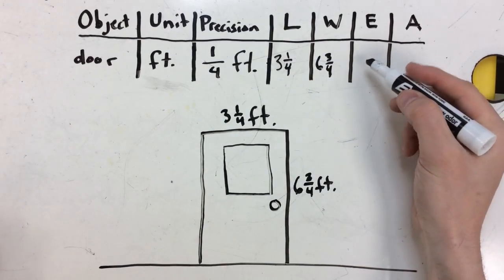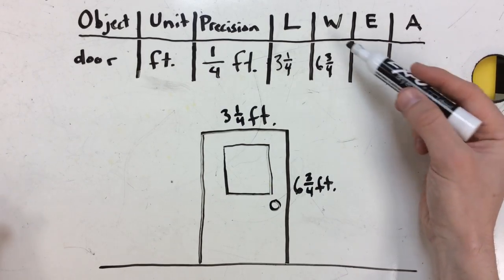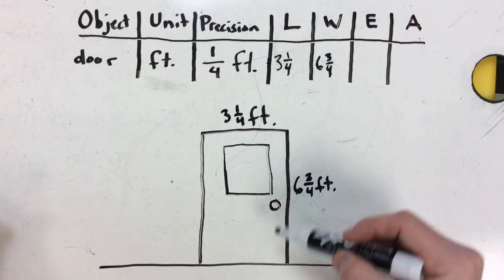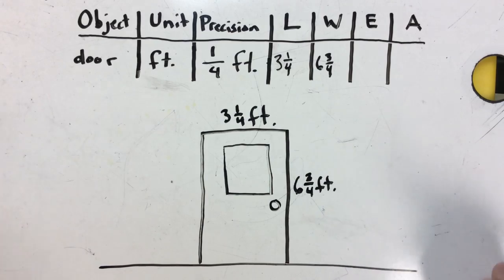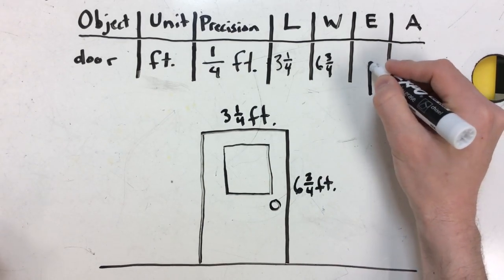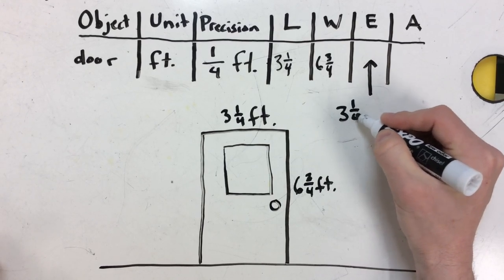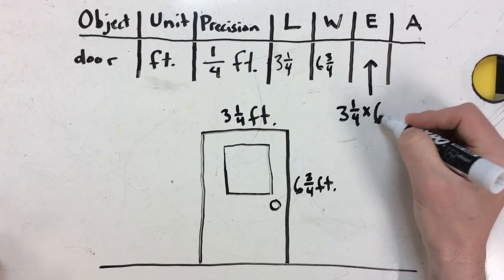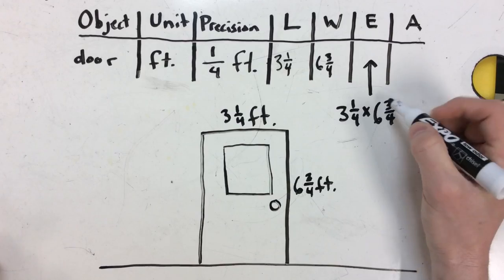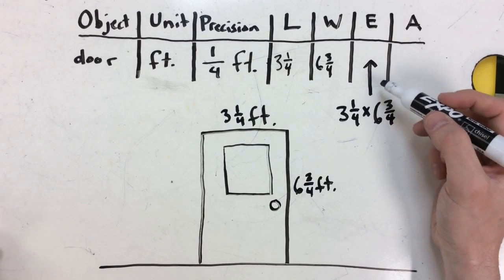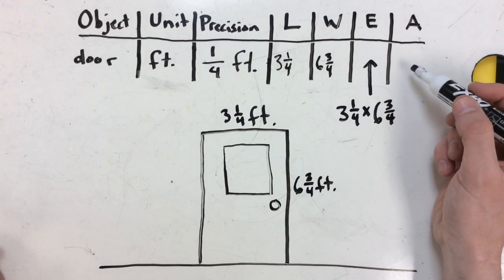Now the expression here simply means what do you need to do with these two numbers in order to find the area of the door? You need to multiply them. So I'm going to kind of come down here. I'm going to put an arrow to here. You should write in that box 3 1/4 times 6 3/4. That's simply writing the expression that you need to use in order to calculate the area.